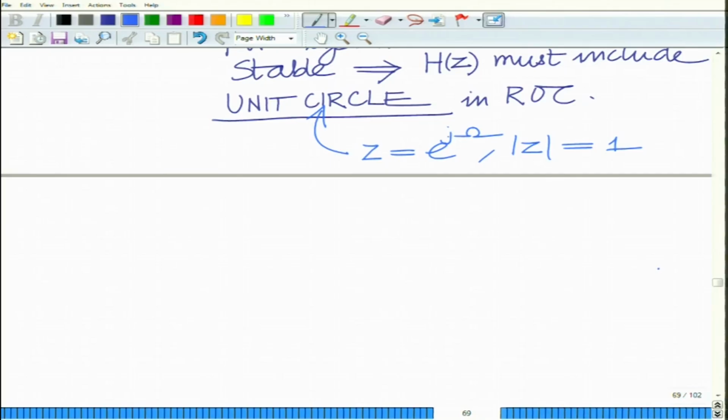Now, let us look at H for a BIBO stable system. Let us prove this, and the proof is very simple.